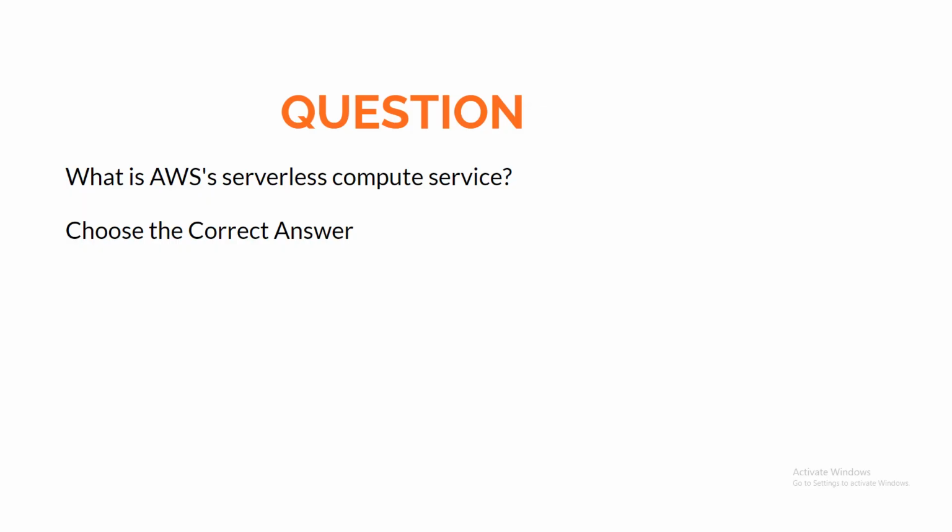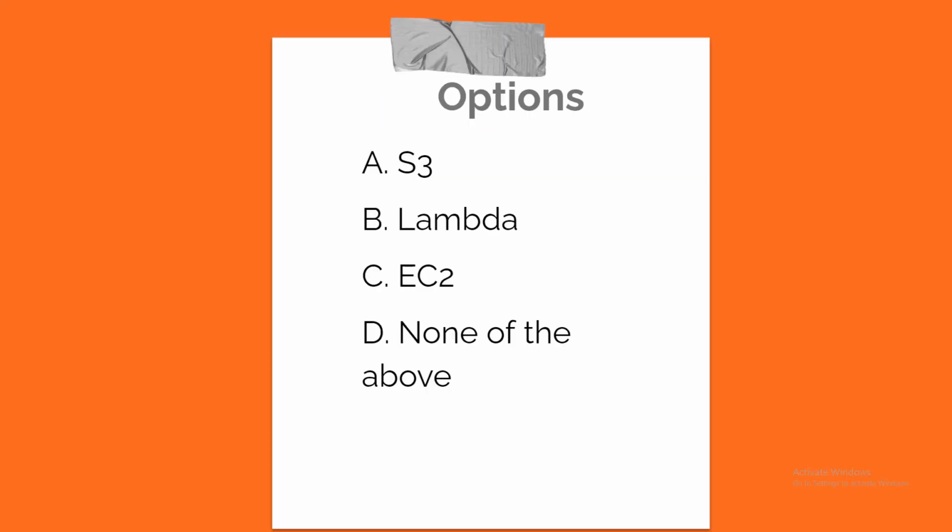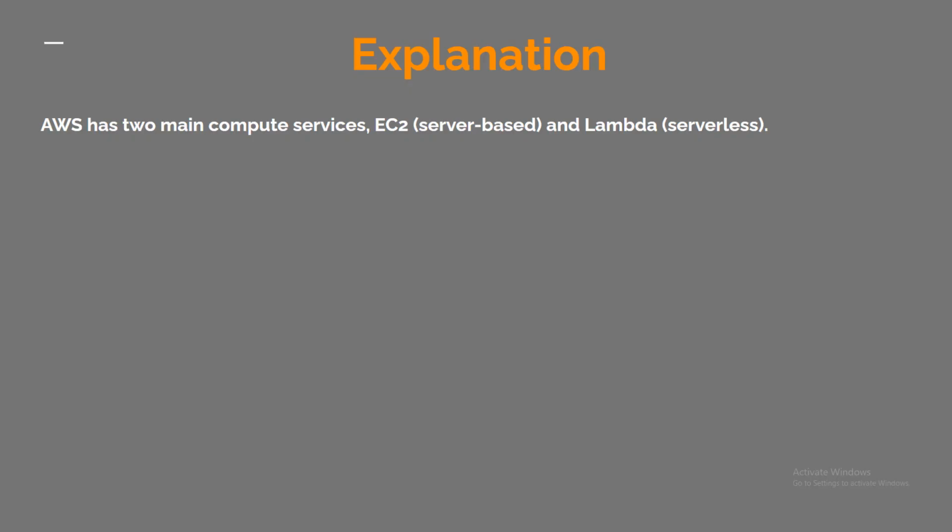Question. What is AWS's serverless compute service? Choose the correct answer. A. S3, B. Lambda, C. EC2, D. None of the above. Answer. B. Lambda. Explanation. AWS has 2 main compute services, EC2, server-based, and Lambda, serverless.